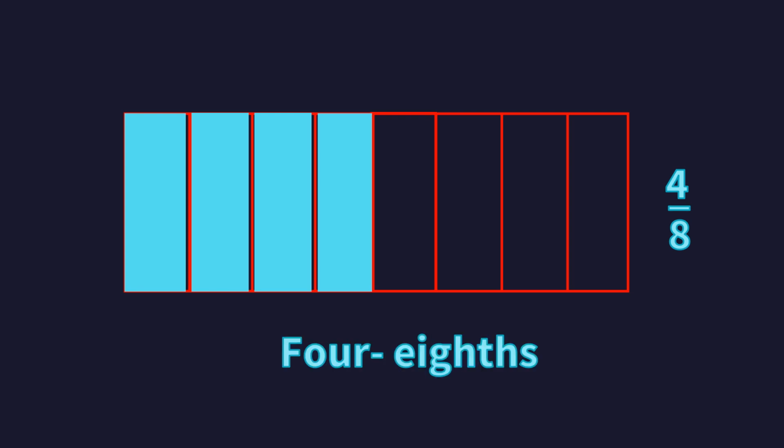How many total parts are there? 8. So let's see how many parts have been shaded. 4. So out of 8, 4 have been shaded. How will you read this? 4 by 8.